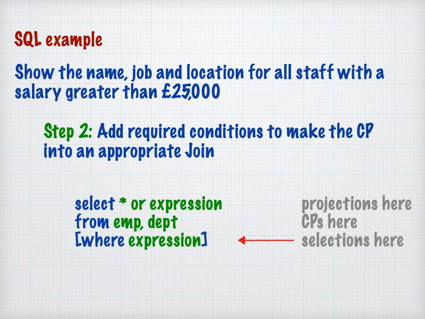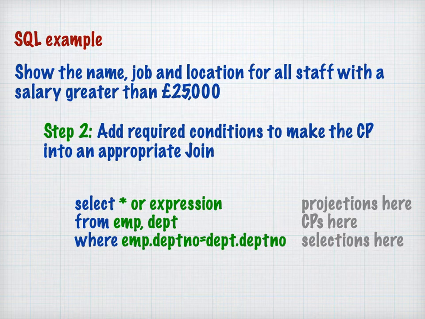Step 2, add conditions which are necessary to convert that Cartesian product into an appropriate join. This is where we use the where clause, and we're going to attach in our condition that basically says merge these tables together correctly. We know that with these 2 tables, we've got a common department number column. So we can say the department number from the emp table must be the same as the department number from the department table, and we express it like that. So that comes after the where clause.